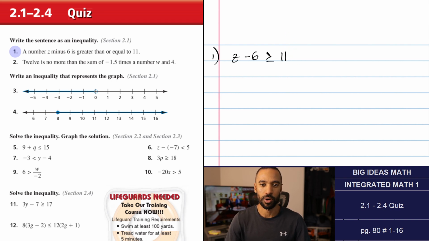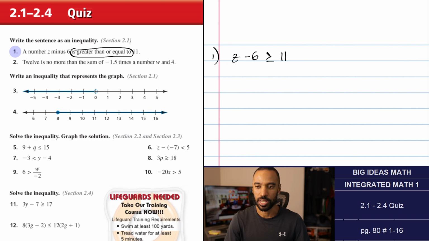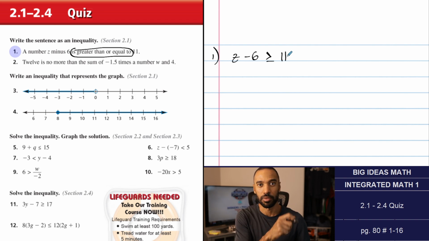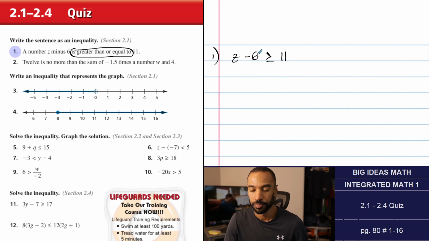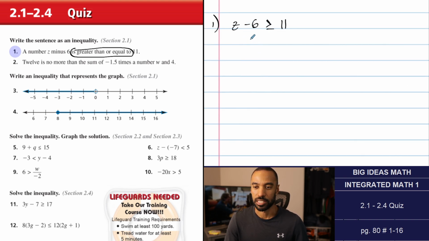The phrase "is greater than or equal to" is what separates the left expression from the right expression. Generally we call this side greater than, with the mouth going that way, but that's only when we're reading this left to right. If you read it right to left, it says 11 is less than or equal to z minus 6, which is true. But that's how we would write that one, and that's all they're asking you to do.